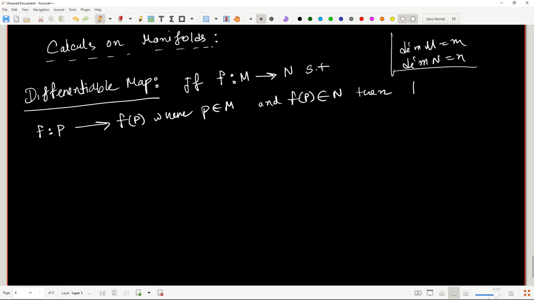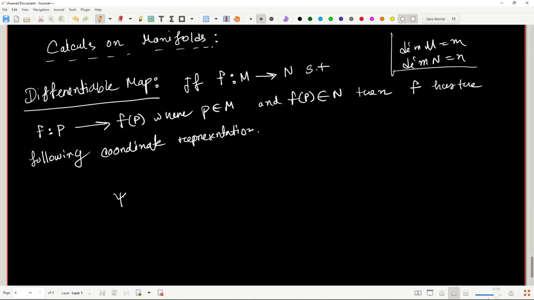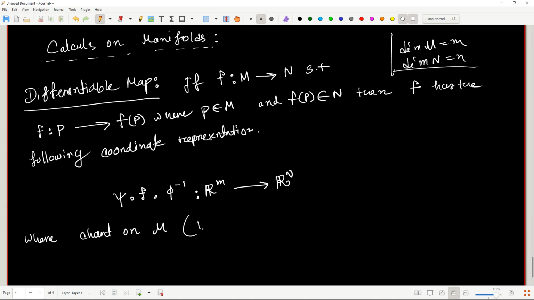Then f has the following coordinate representation: psi composed with f composed with phi inverse, from the m-dimensional Euclidean space to the n-dimensional Euclidean space, where the chart on M is written as (U, phi) and on N it is written as (V, psi).